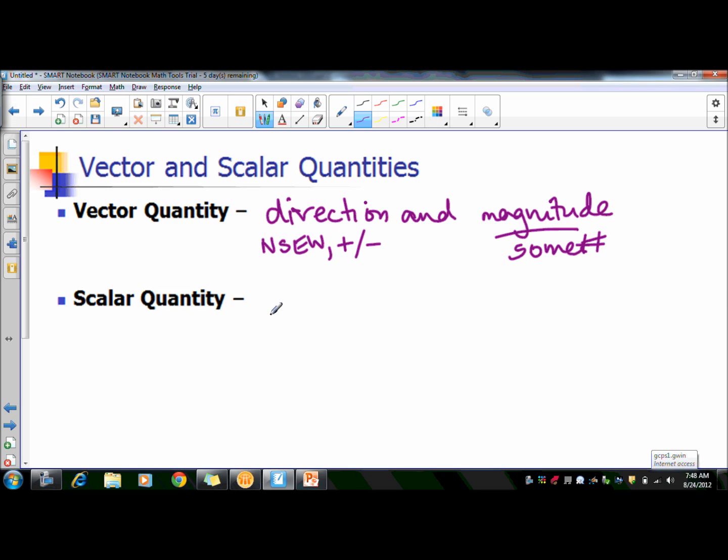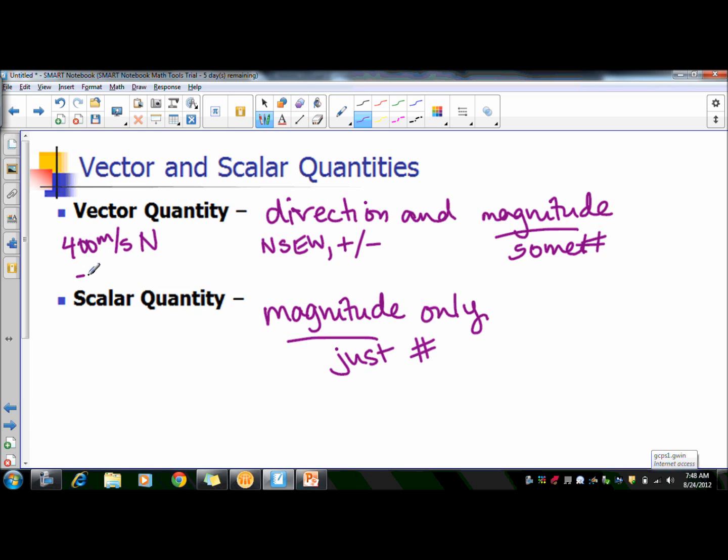A scalar quantity is magnitude only. So this is just a number. An example of a vector really quickly would be 400 meters per second north, or negative 9.8 meters per second squared, so it should look familiar. Scalar quantity examples would be 10 kilograms, 10 degrees Celsius, or 40 meters. This one is a scalar because there's no direction to it.